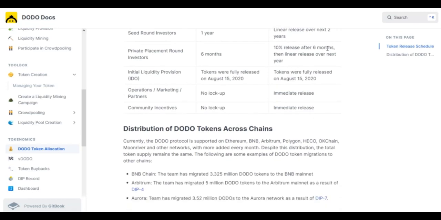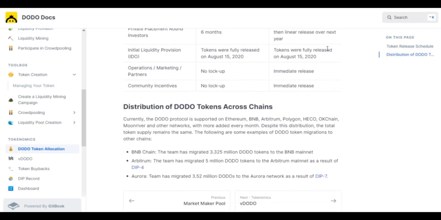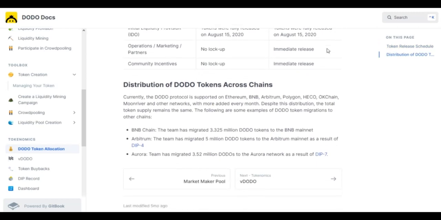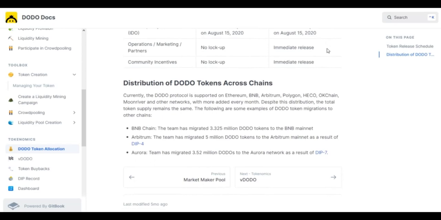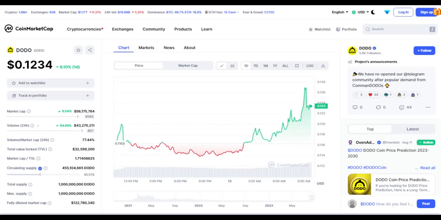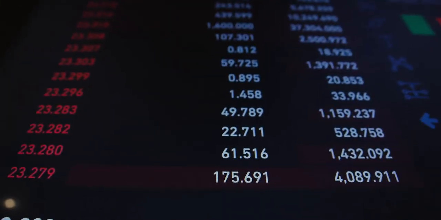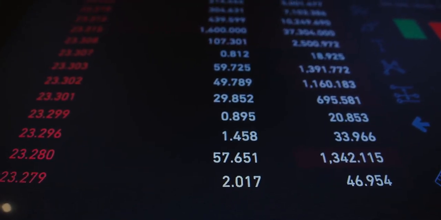Dodo has a total and maximum supply of 1 billion tokens. 60% of the Dodo total token supply is reserved for the community. At the moment, Dodo is trading around 12 cents, with a market capitalization of around $58.3 million, a fully diluted market cap of $120 million, and a 24-hour trading volume around $30 million.